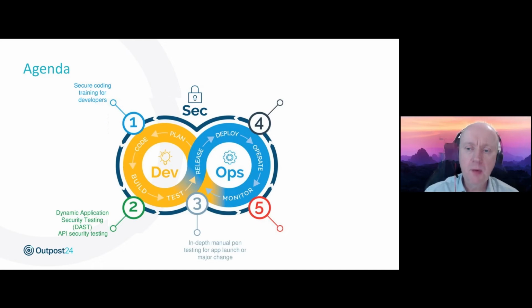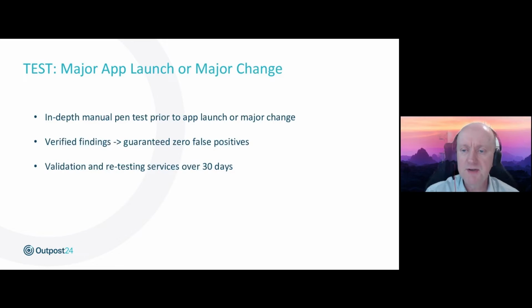Okay, so we're at the stage now where we've developed the application, and we're quite happy that the integrations with our APIs are in a good position. Now, before we actually go to release, particularly for really critical applications, it's good for us to do an in-depth manual penetration test, particularly on a major application launch, or when there's a major change to an application.